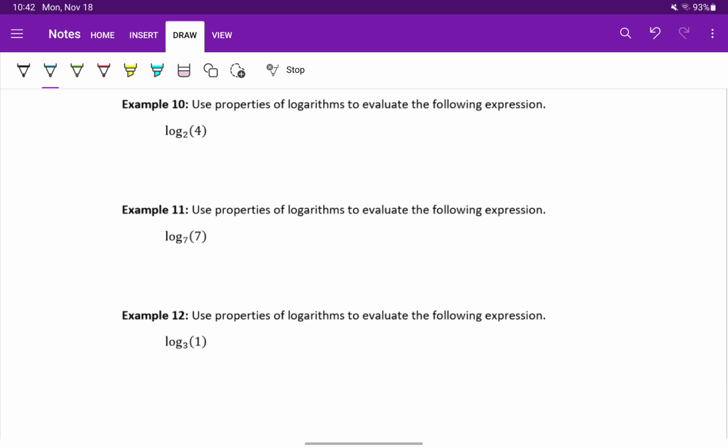Using that idea, we want to evaluate each of the following expressions. Here we have the log base 2 of 4. What we don't know is what that's equal to. In order to determine that, we'll rewrite this log equation as an exponential equation, and then determine what value we should plug in to make this a true statement. We have 2 raised to some power must be equal to 4. Well, in order to get 4, we have to square 2, so x must be 2. That tells us that the log base 2 of 4 is equal to 2.